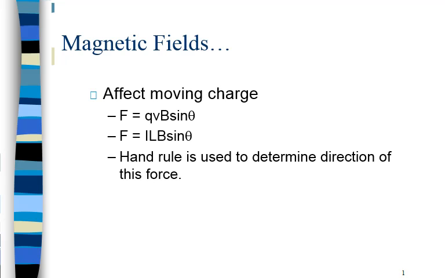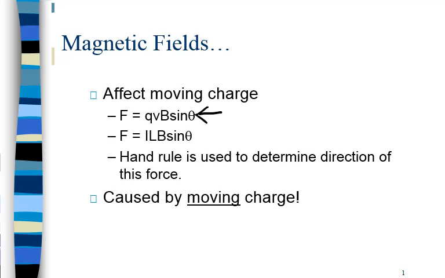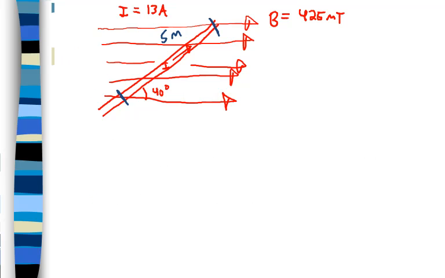So, magnetic fields affect moving charges, individual charges, protons or electrons, as well as current. And we use that right-hand rule to determine the direction. And the key here is that it's moving, right? In both situations, with a single particle, you have a certain velocity. With current, you have a certain amount of coulombs per second, right, that are passing through.